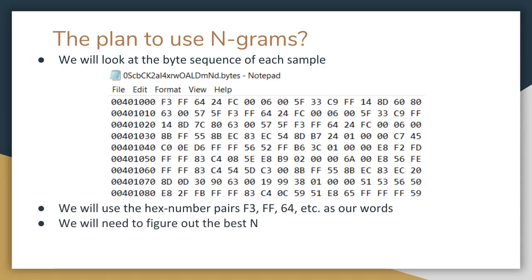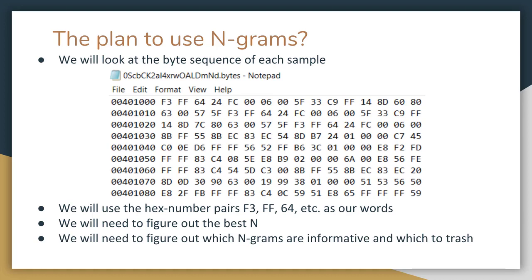We will need to figure out the best n because the best n depends on the application. Conceptually speaking, when n is really small, we don't really capture much of the local statistics. When n is really big, we will be overfitting to the text. We'll be capturing too much information that is unique to the samples we are looking at and will not generalize.